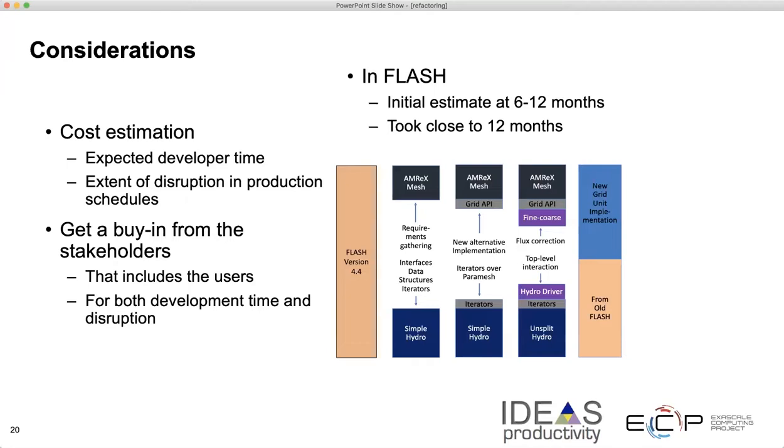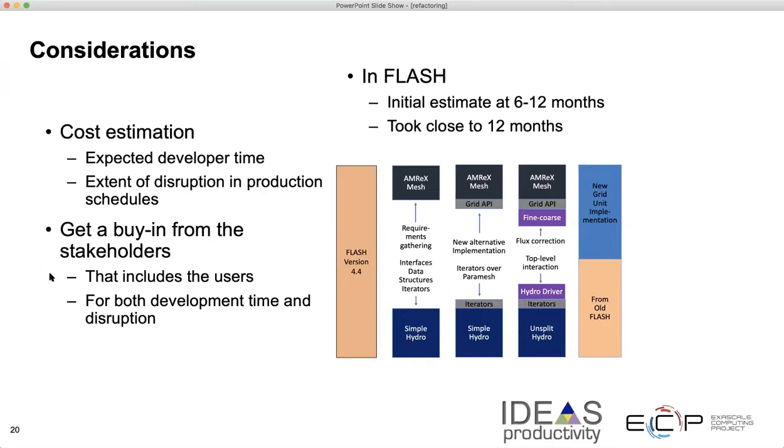And therefore, in transitioning from one format to another, there was going to be disruption in production schedule. And therefore, it is important to get a buy-in from the stakeholders, in the sense that all of the people should be on board, because this is a non-trivial amount of change. It is going to take a large enough time that everyone should be on board with the change. And that includes the users, for not just the time that it would take to develop, which means the time that this code is going to be available, but also in terms of disruption to their science runs and production runs that they are going to do.